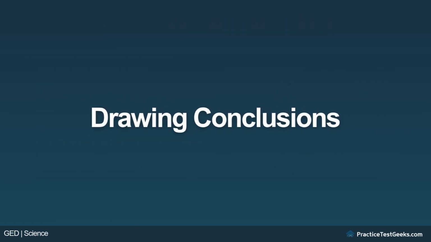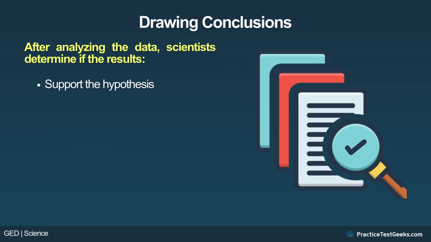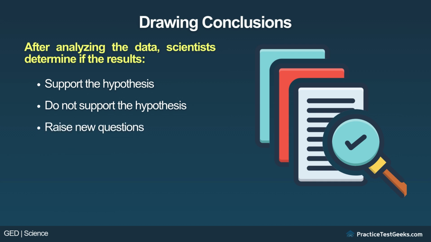Once the data has been analyzed, it's time to make sense of it all. This step is called drawing a conclusion, and it's where scientists decide what the results actually mean. Based on the evidence collected, there are usually three possible outcomes. The results support the hypothesis, meaning the prediction was correct. The results do not support the hypothesis, showing the prediction was incorrect. Or the results raise new questions, leading to further investigation.